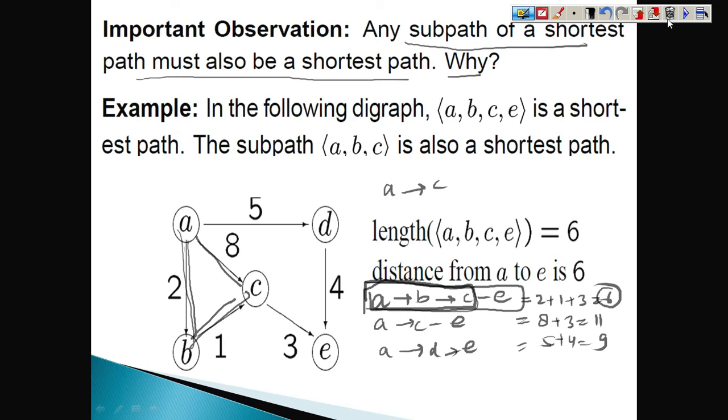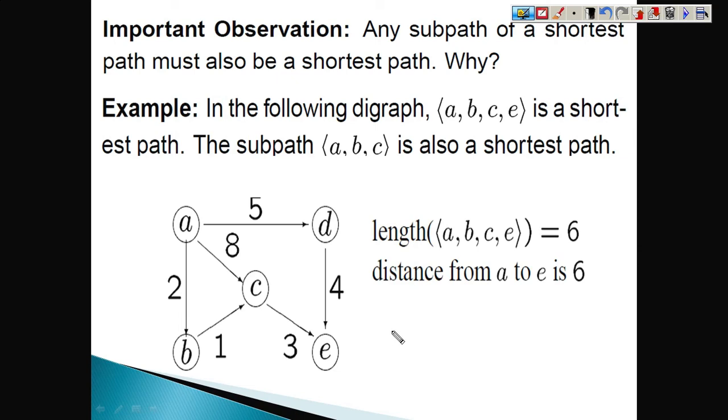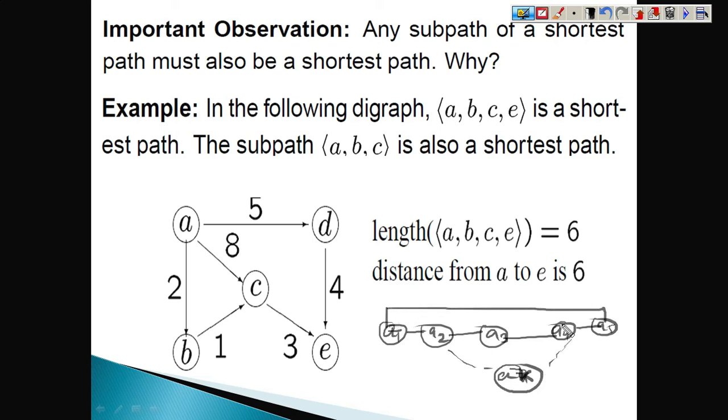And also we'll take one more example to understand in a better way. Let's say A1, A2, A3, A4 and A5 are the vertices, and let's say this makes the shortest path. Now we are assuming that A1 to A5 is the shortest path. This has already been proven here.